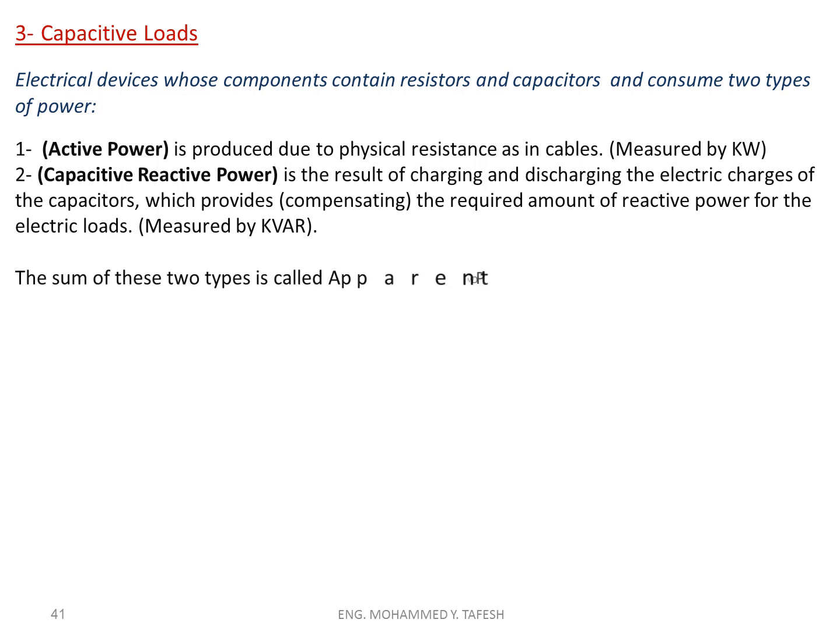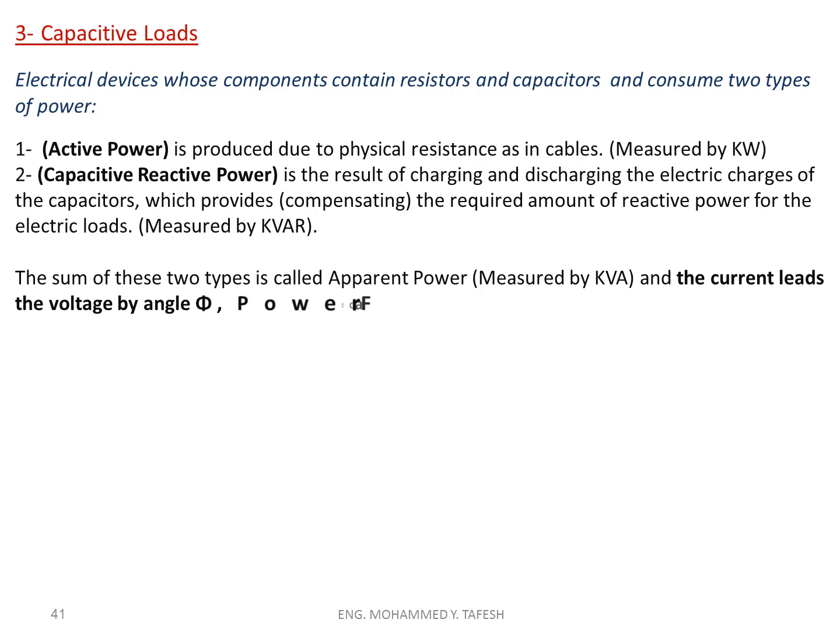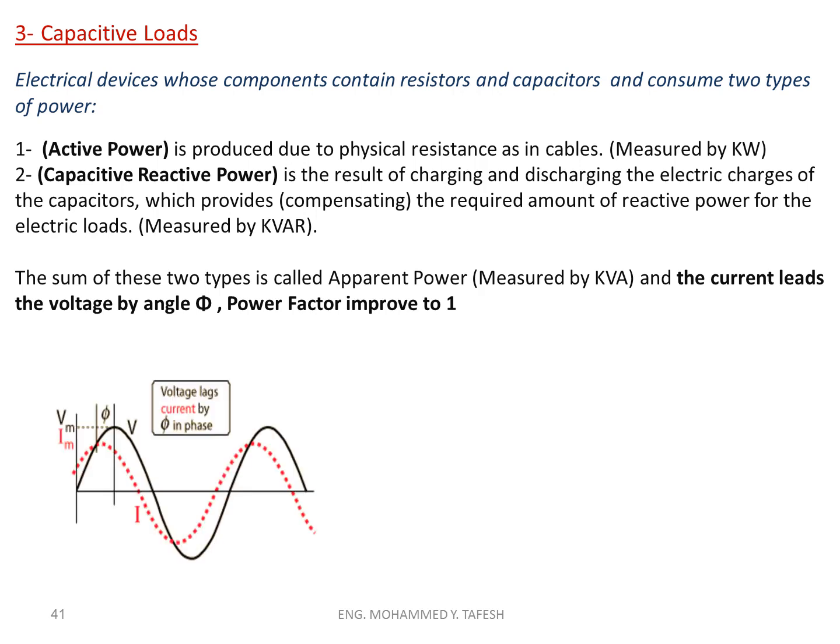And finally, the sum of these two types is called apparent power, measured by kVA. In this case, the current leads the voltage by angle theta, and the power factor improves toward 1. In these two sinusoidal waves of the voltage and the current, here is theta, where the voltage lags the current by theta in phase.